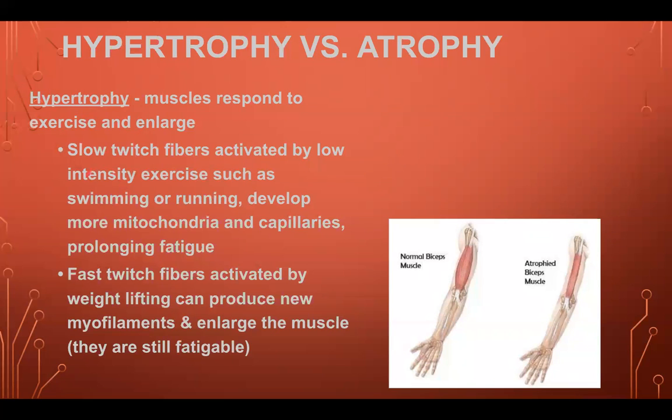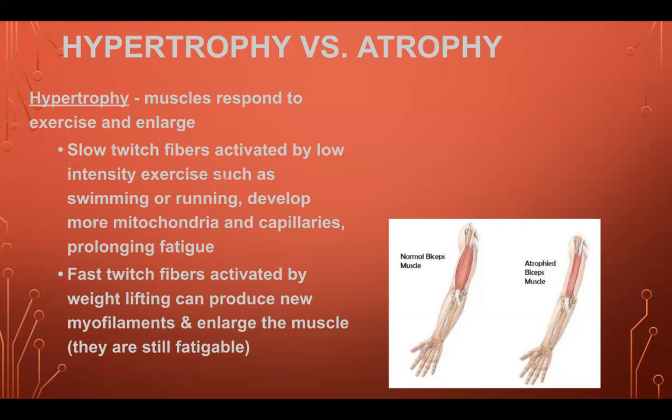And there are actually a couple different types of muscle fibers, which I actually kind of talked about when we did the turkey thing for Thanksgiving. The slow twitch fibers are the ones that are going to be activated from low intensity exercises, such as running. And these fibers are going to develop more mitochondria and capillaries to help with aerobic respiration.